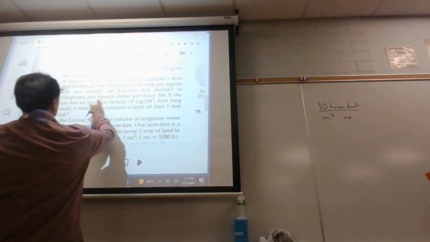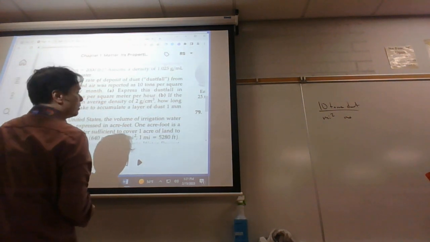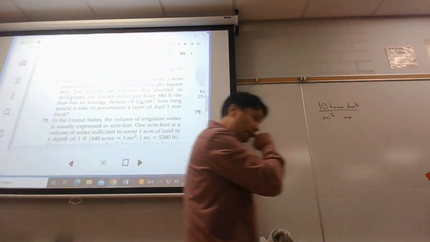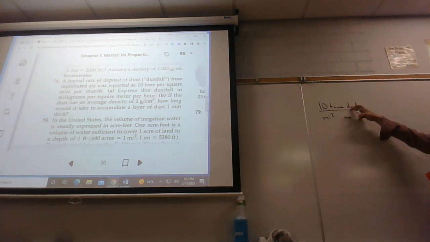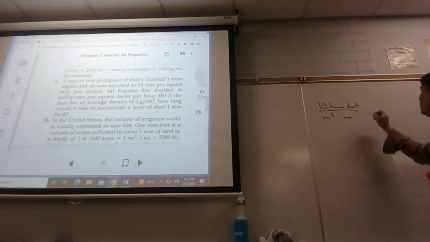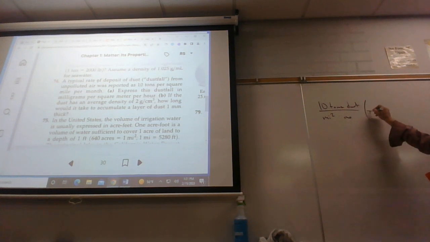Express this dust fall in milligrams per square meter per hour. Okay, so here, this is an intensive, but we're going to start with this because all they want us to do is change this. So rather than tons of dust, they want milligrams of dust. So the first thing we're going to do is convert tons to milligrams. So let's go ahead and do that.